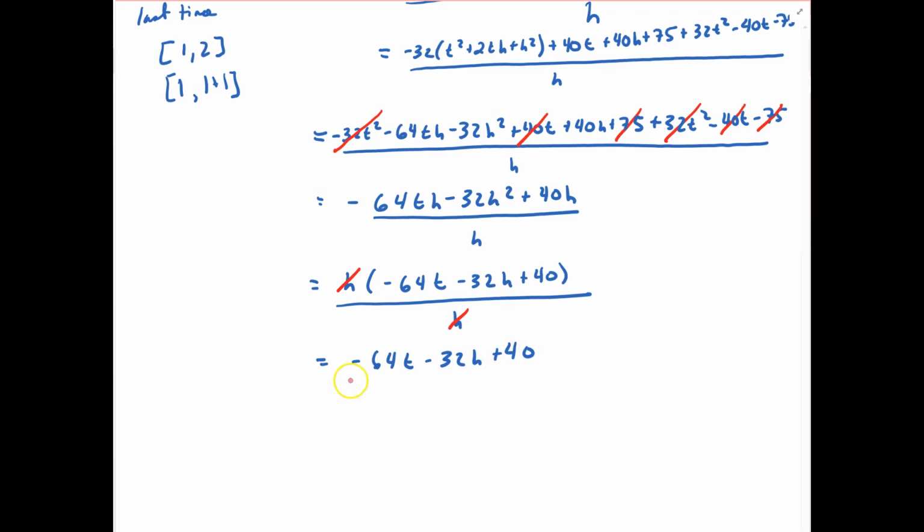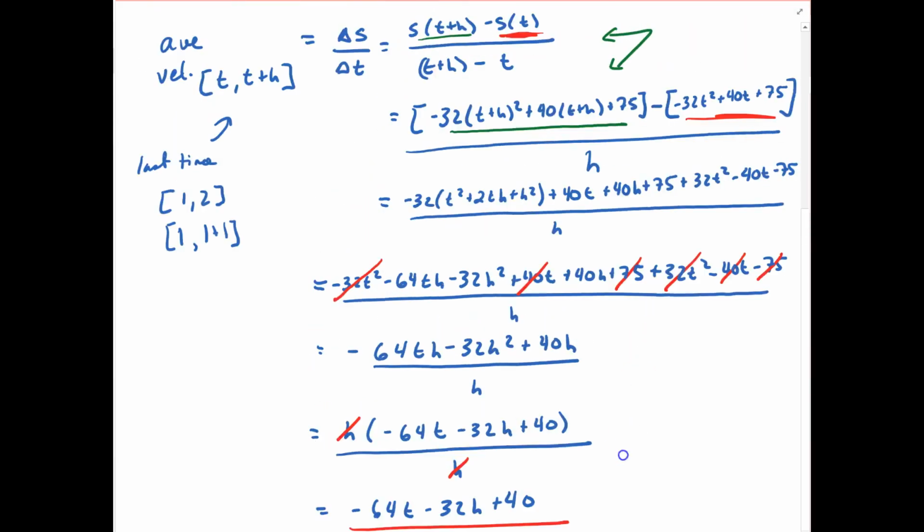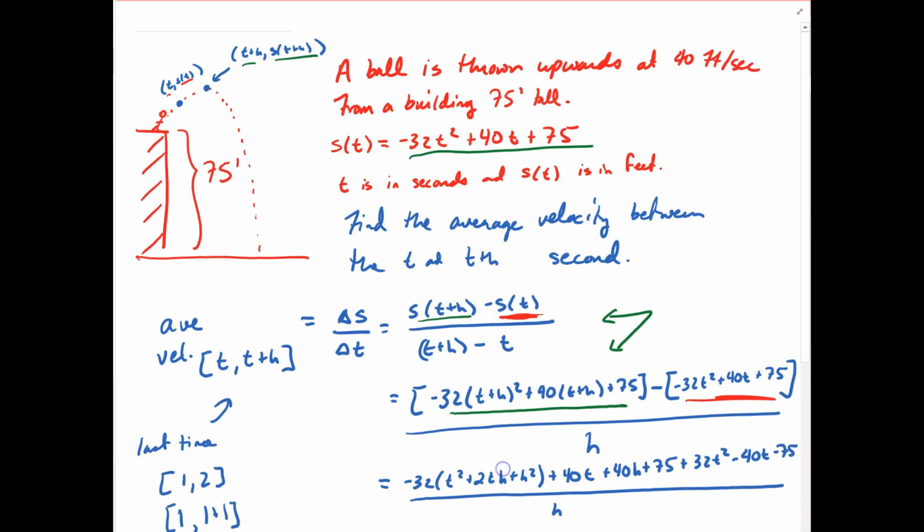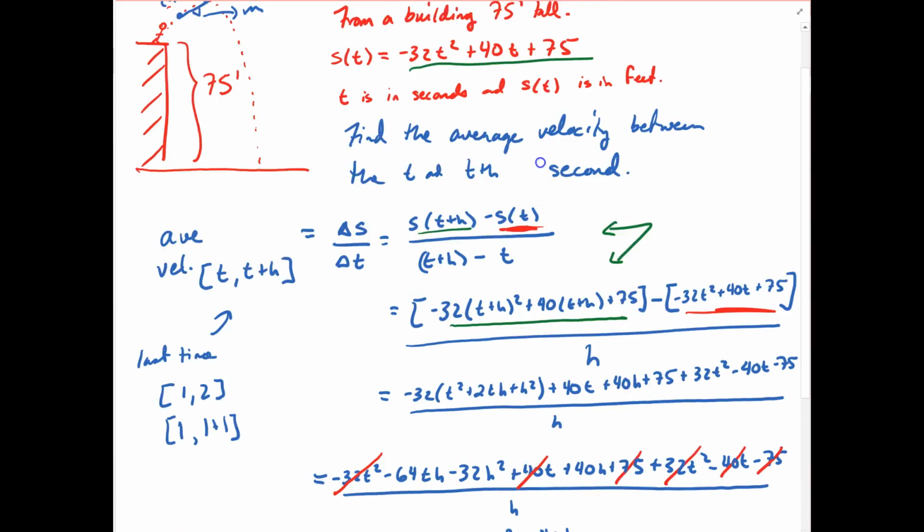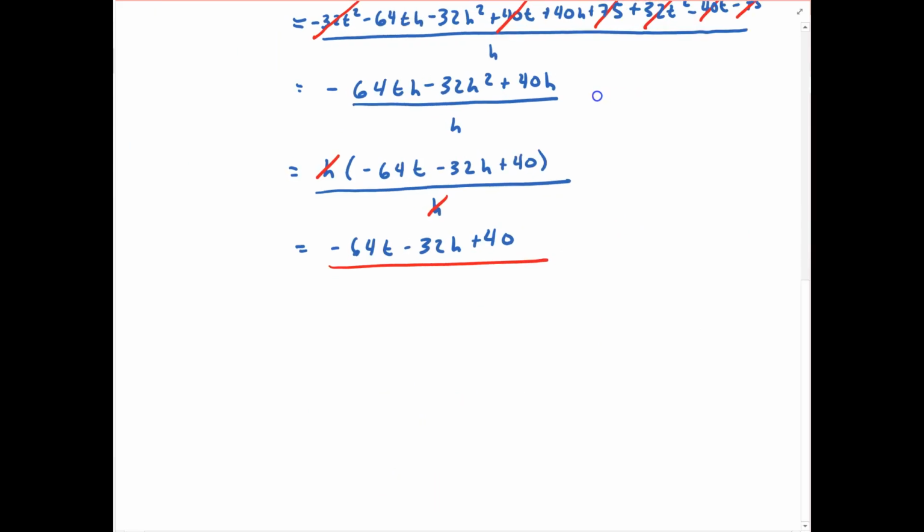And so now we've come up with a formula that will give the general average velocity of this ball over any arbitrary time period. So we just came up with a way of always being able to compute the slope of this line. So the slope of this line will always come out to be this expression right here.